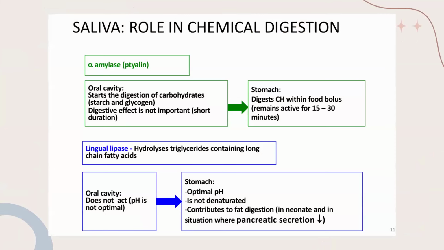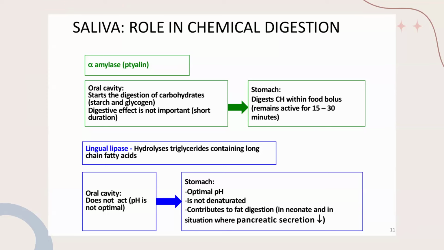So the role of saliva in chemical digestion, as we mentioned: alpha amylase in the oral cavity starts the digestion of starch, basically carbohydrates, glycogen. It's not that effective. It has a really short duration. We can say its effect is minimal. And in the stomach, it only remains active for 15 to 30 minutes. But it mostly is active in the oral cavity, though it's also minimal.